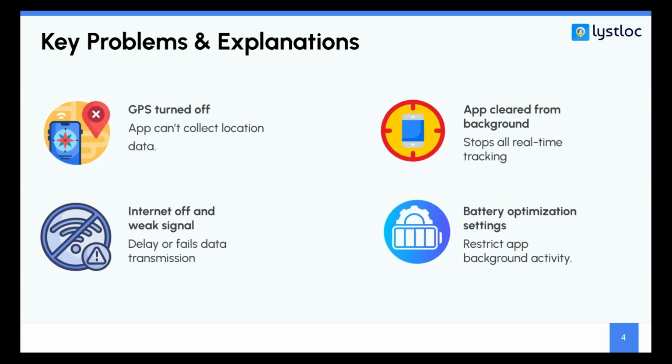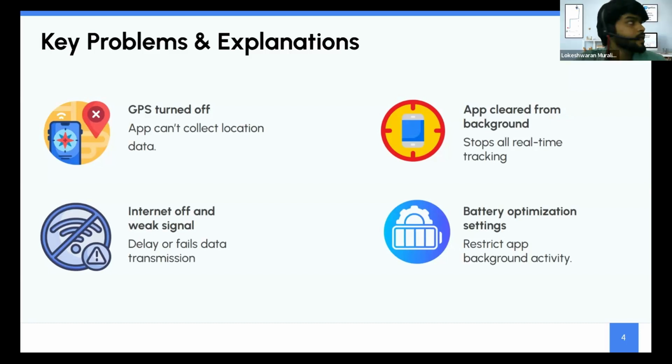The next is internet off or weak signal. Without internet or if the signal is weak, the app can't send and receive updates properly. This may cause delay or missed information in reports. And the final one is battery optimization settings. On some phones, battery optimization settings limit background activity. This can cause tracking delays or gaps. So what we usually recommend is disabling such settings for Lystloc so it runs smoothly in the background.